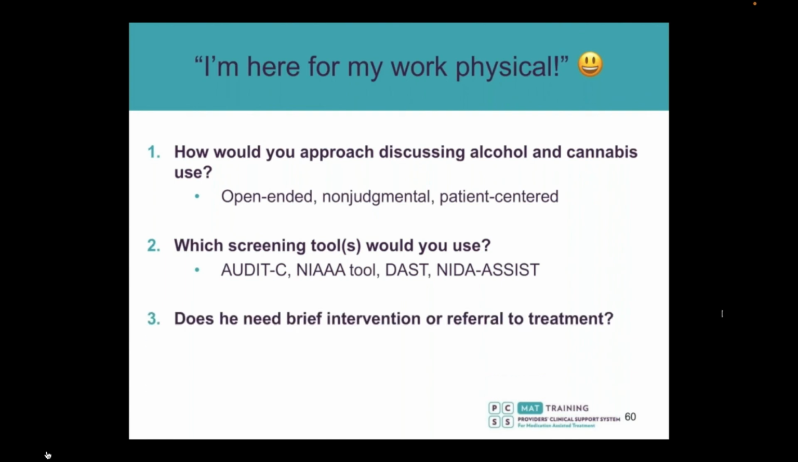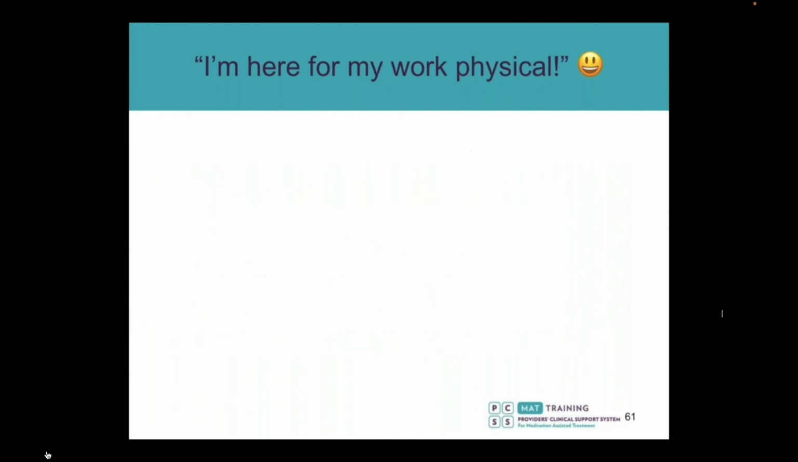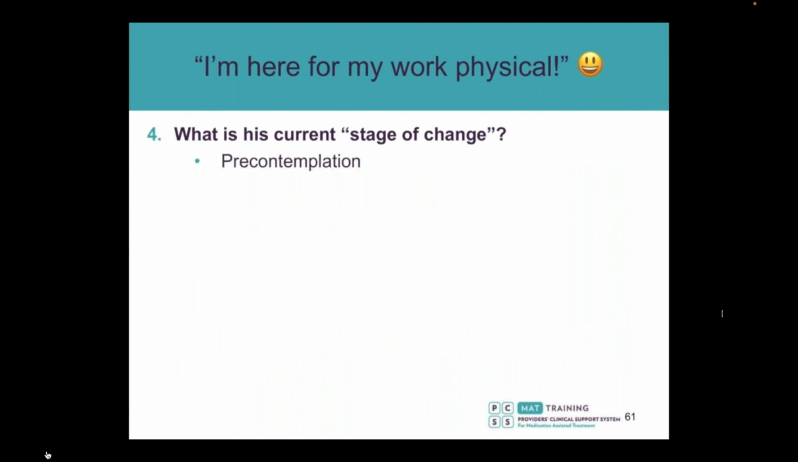Does he need a brief intervention or referral to treatment? So at this point, a brief intervention for problematic substance use will be indicated for this patient. If you think about, going back to the screening tool also, if you think about the CAGE in this person, it's unlikely to be as an effective tool for him in terms of determining problematic or risky drinking, because he may answer no to all of the CAGE questions. Now, what is his current stage of change? So he's in the pre-contemplation stage. He's not really thinking about making any changes and doesn't really see any changes as being necessary.